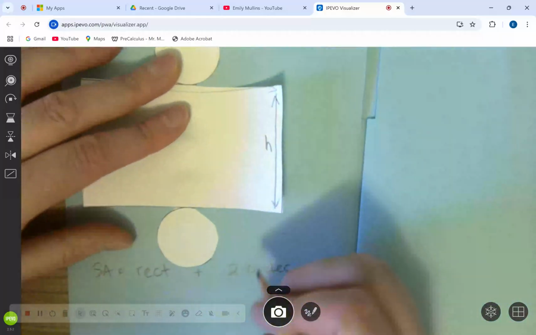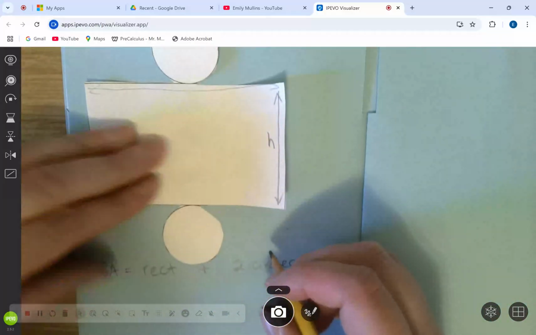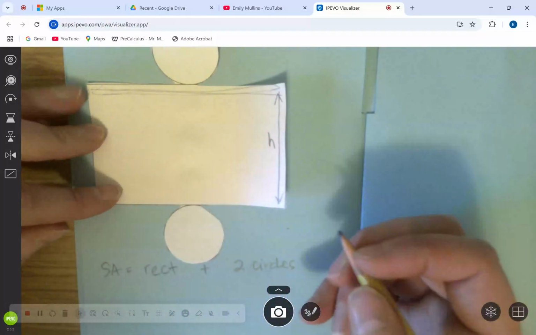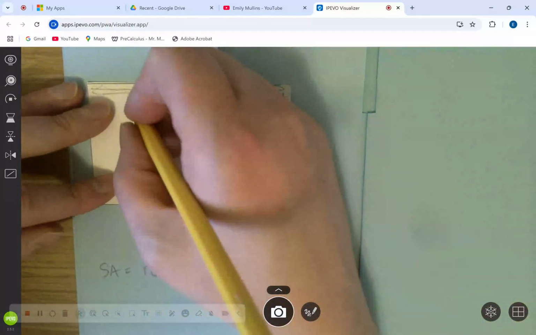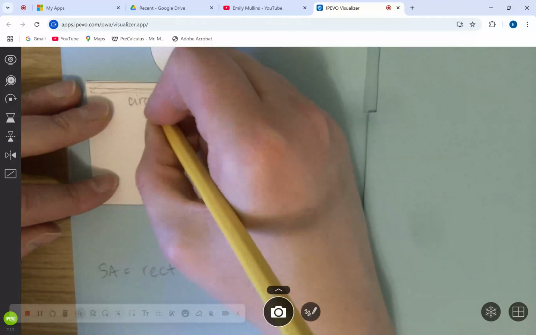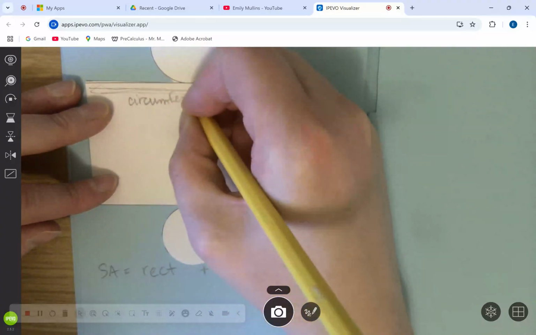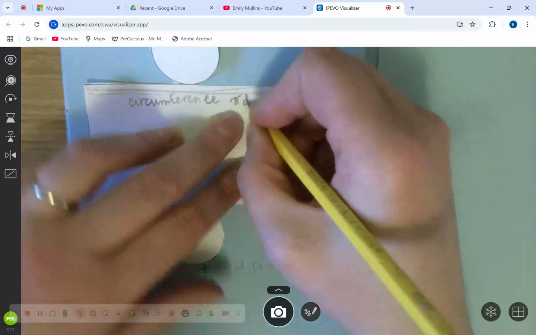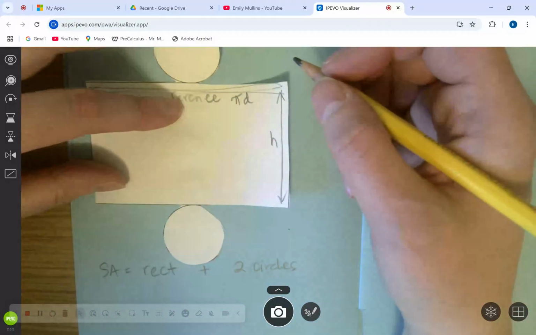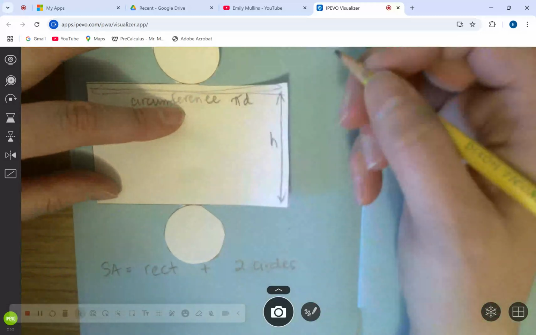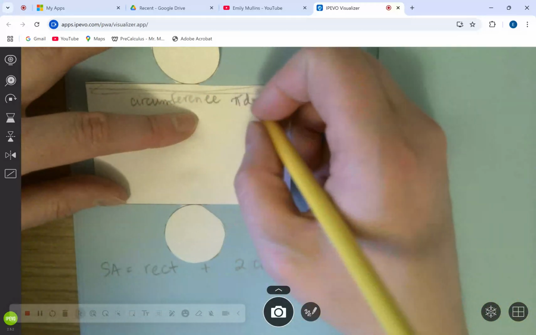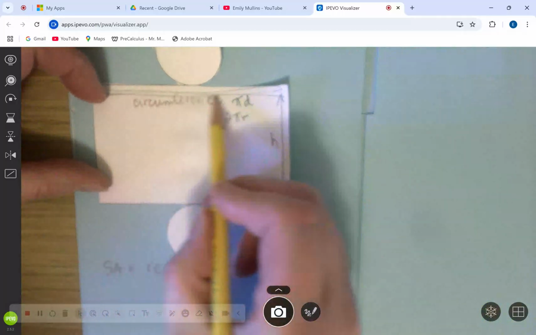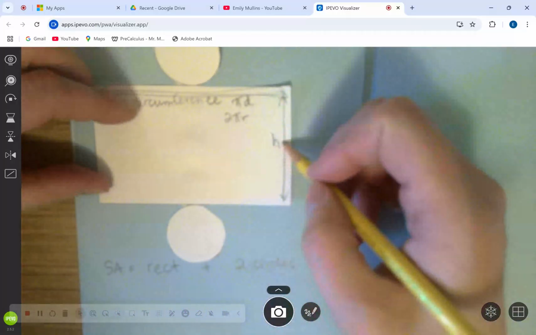So when I think about my rectangle being a base times my height, my entire base on this is really like my circumference. This is my circumference. And my circumference is pi times the diameter. Or if I wanted to do everything in terms of radius, remember my diameter is 2 times my radius. So I could write that that's 2 pi r. So I have 2 pi r in this direction, and I have a height of h.